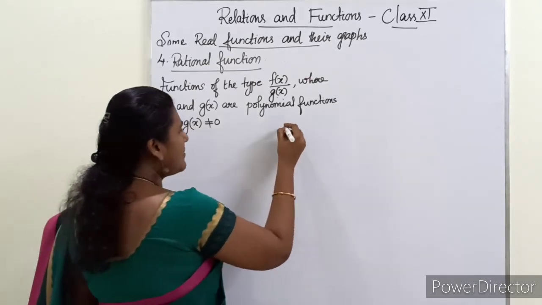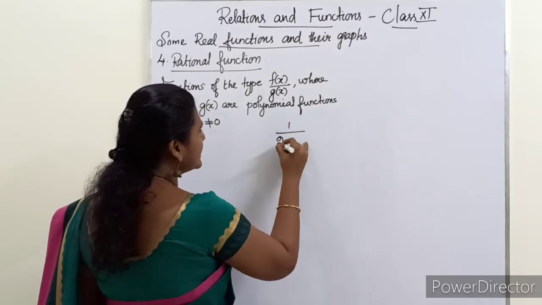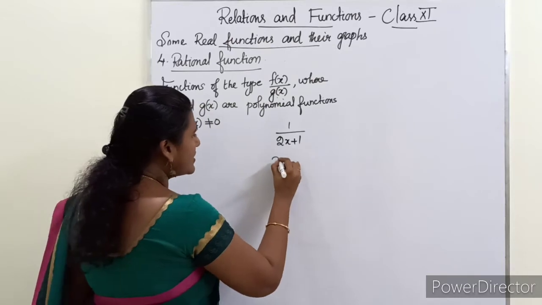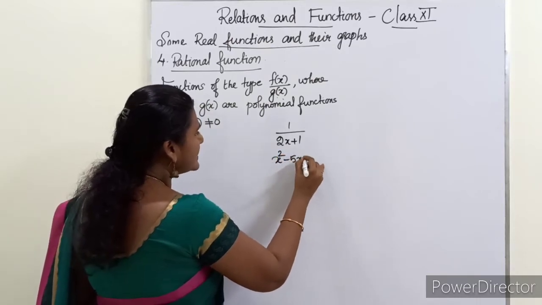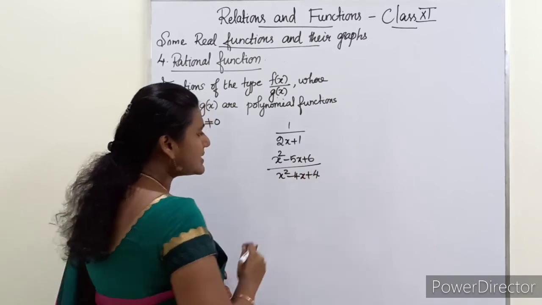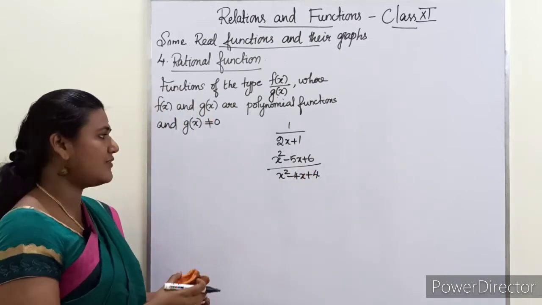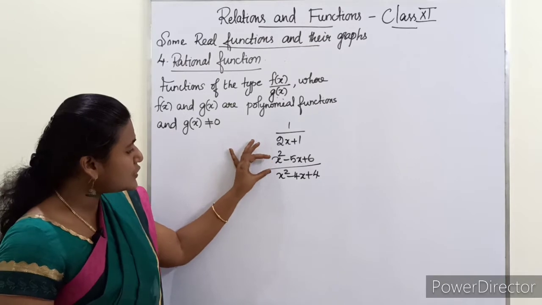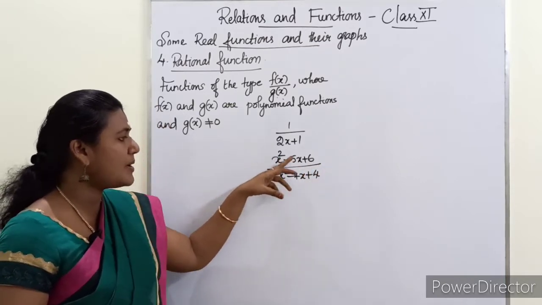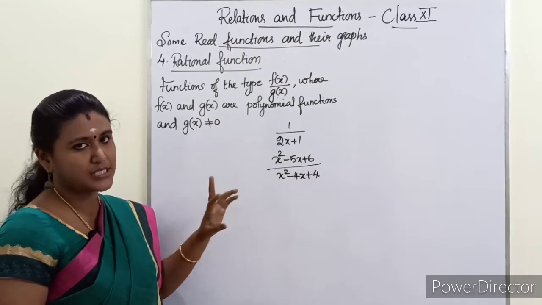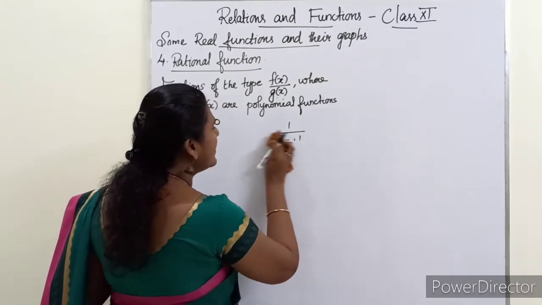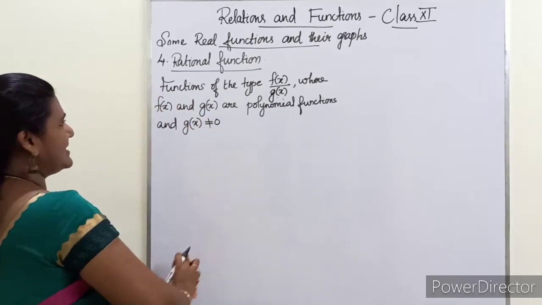For a few examples, I am writing 1 by 2x plus 1. This is an example of a rational function. Another function, x square minus 5x plus 6 divided by x square minus 4x plus 4. This is also an example of a rational function. Here, these two are polynomial functions and the only condition is that the denominator expression should not be 0. That is the important condition. So in the textbook we have an example, so that we will see now.